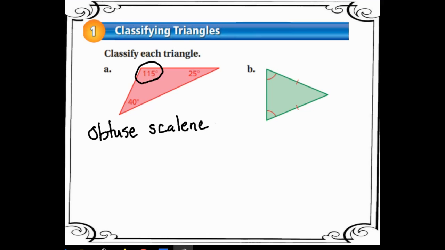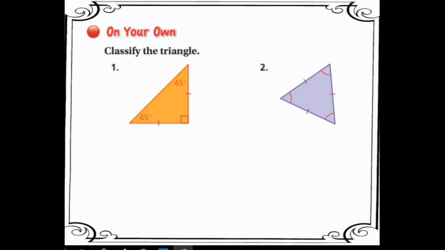For B, we have two angles that are the same size, and we have two sides that have the same measure. So this one would be called an isosceles triangle, ISOSCELES. That's one that I have a hard time spelling, so I usually abbreviate it. Okay, how about this one? You classify these on your own and then come back and we'll talk about it.